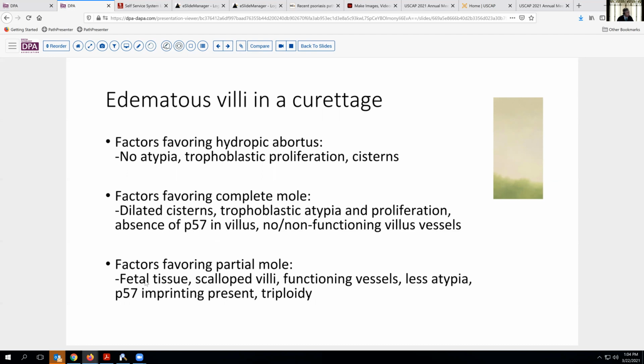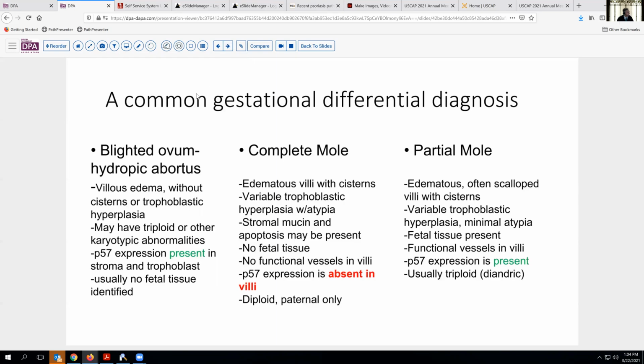In contrast, a partial mole may occasionally have fetal tissue identified. The villi tend to be a little bit more scalloped. You can often identify functioning vessels if there's been a functioning or a fetal heartbeat. And there's usually a lower degree of atypia. Truth be told, however, finding p57 staining present and/or triploidy is usually the way that we get to the diagnosis in this situation. So just again to highlight these, this differential diagnosis, p57 staining can be seen in blighted ovum and in partial mole, but is absent in complete mole. Triploidy, usually seen in partial mole, not seen in complete mole, but may occasionally be seen in a blighted ovum.